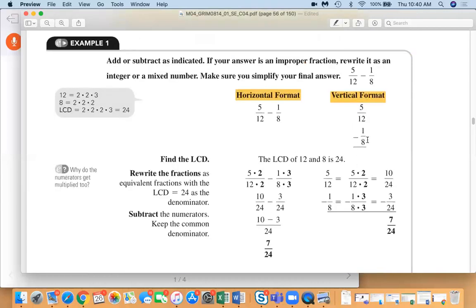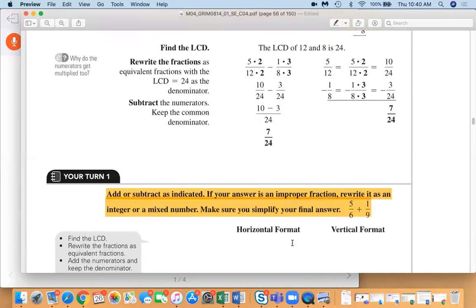The vertical format, again, you write them vertically, 5 twelfths minus 1/8. But instead of doing your work down, like I prefer, it goes across so that at the end you have your equivalent fractions written like this. So you know it's 10 minus 3 over 24. I personally find this format a little more confusing than the other format, but if it works for you in the beginning, that's fine.